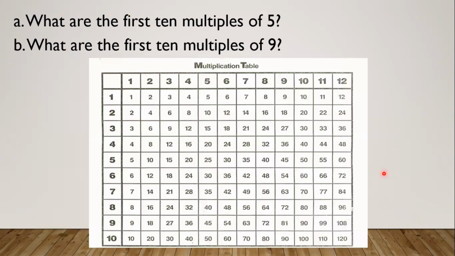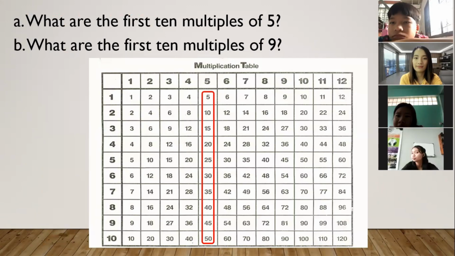So example, what are the first 10 multiples of 5? Can you read the multiples of 5 here in the table, Jenny? 5 times 2 is 10. 5 times 3 is 15. 5 times 4, 20. 5 times 5, 25. 5 times 6, 30. 5 times 7, 35. 5 times 8, 40. 5 times 9, 45. 5 times 10, 50. Very good. Thank you. Next, letter B.